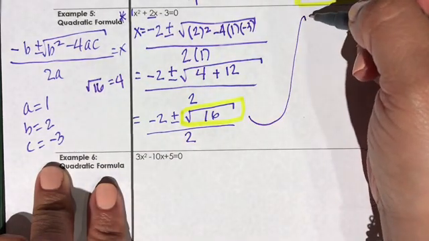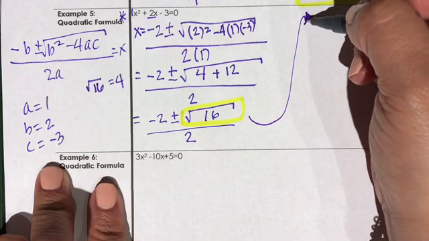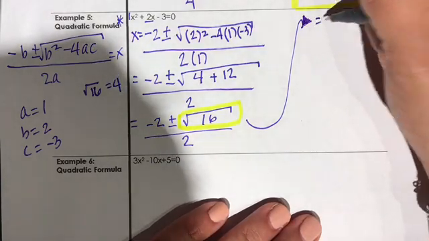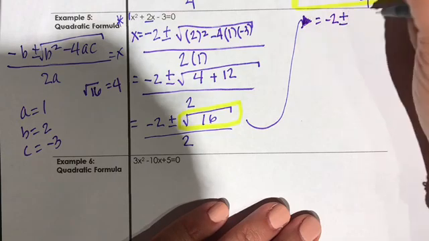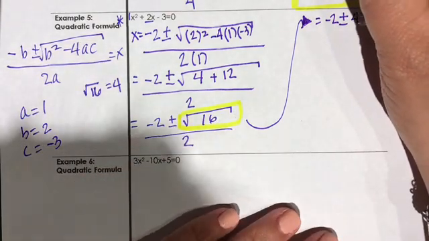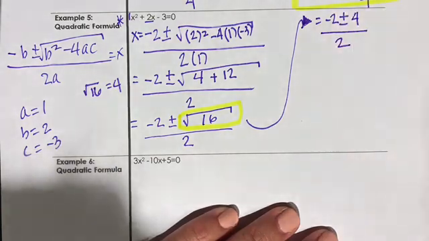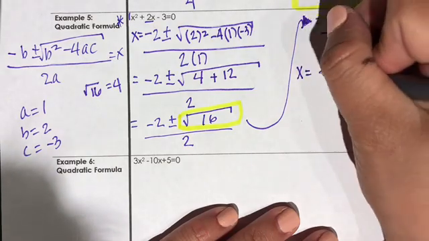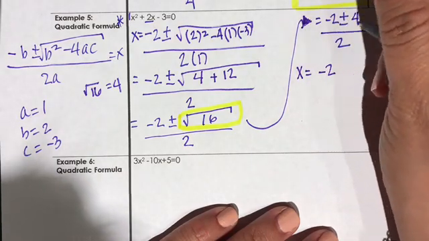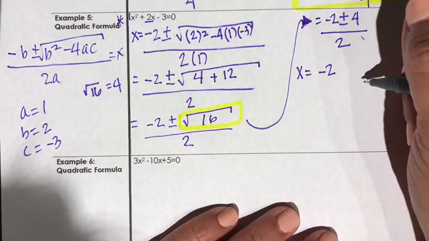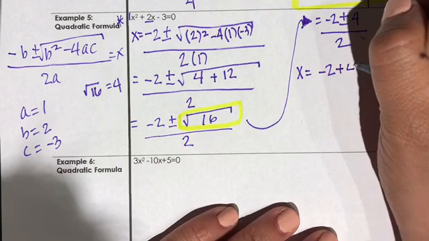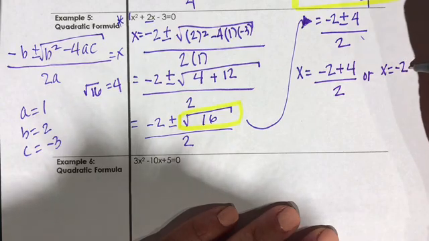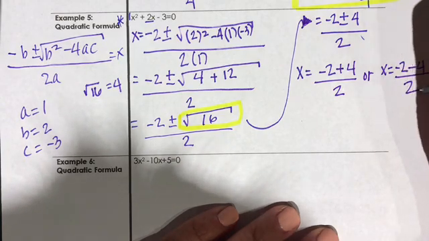So when I rewrite my x, I'm going to rewrite it without the square root. So I'm going to say equals negative 2 plus or minus the square root of 16, which is 4. All of this divided by 2. So now I can say x equals negative 2. I'm going to split up my solution into two different solutions: plus 4 divided by 2, or x equals negative 2 minus 4 divided by 2.